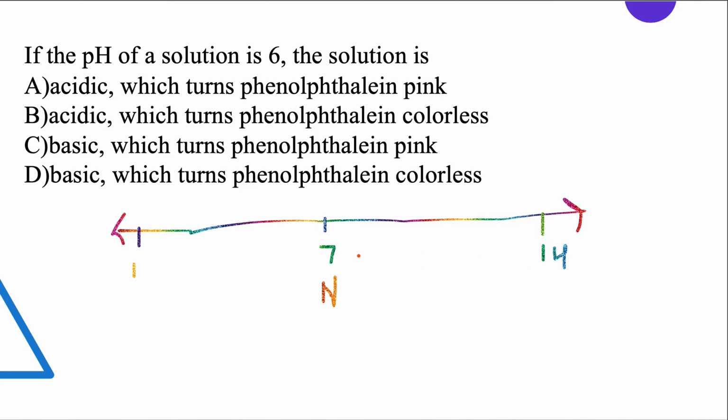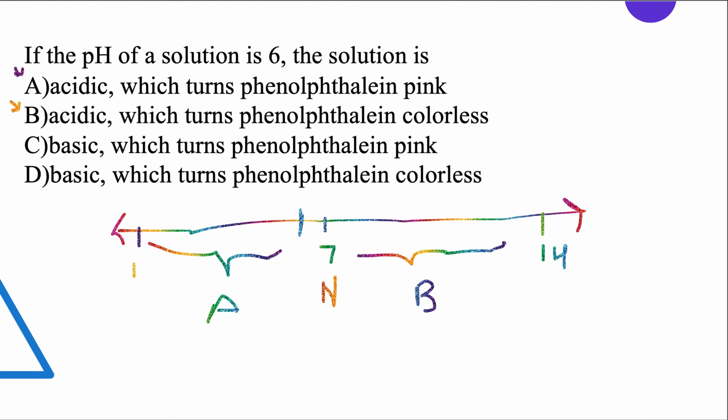Anything in between is going to be a base, so anything between 7 and 14. Anything between 1 and 7 is going to be an acid. So we can already tell a pH of 6, which is right here, is going to be acidic. So it's either A or B.